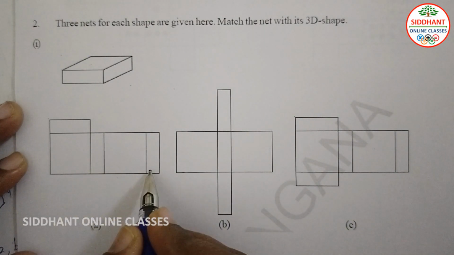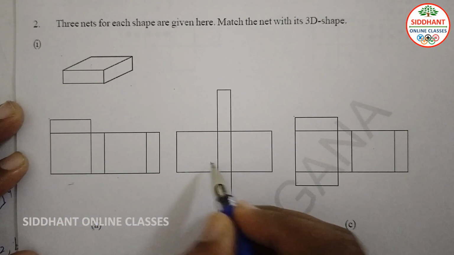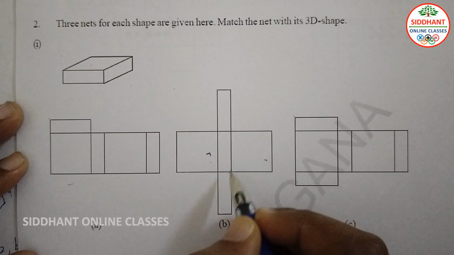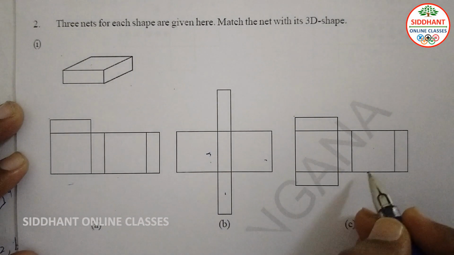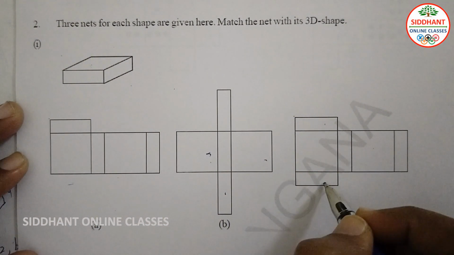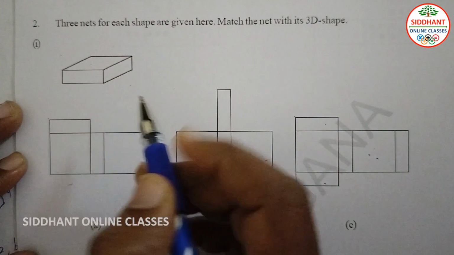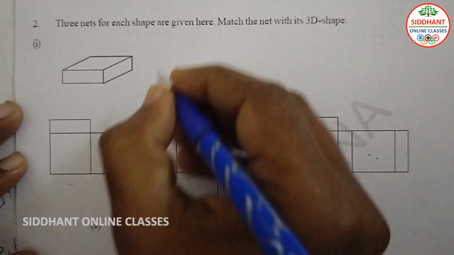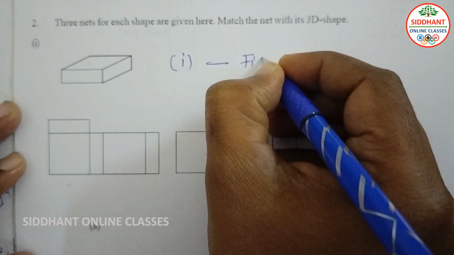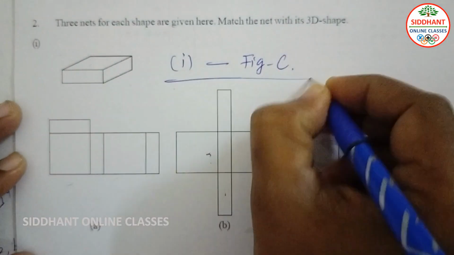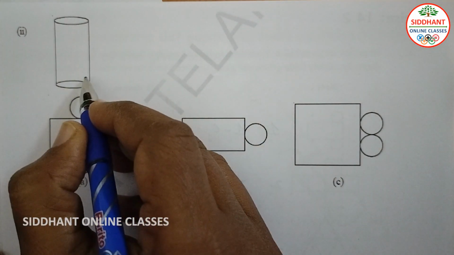When you see the first figure, when you fold here, we are missing the bottom part. When you see the second figure, when you fold this and this and the top and bottom, we will be missing the top part. In the third figure, when we close here and close this part, we get this shape. So 1 is matching with C here. Second figure, when you see, this is a cylinder shape.